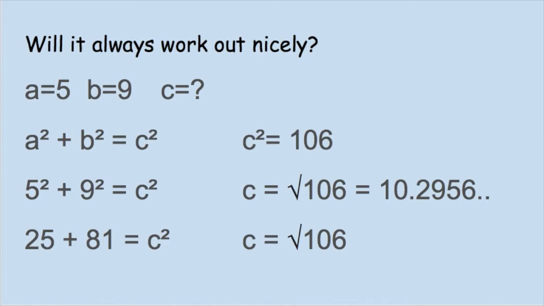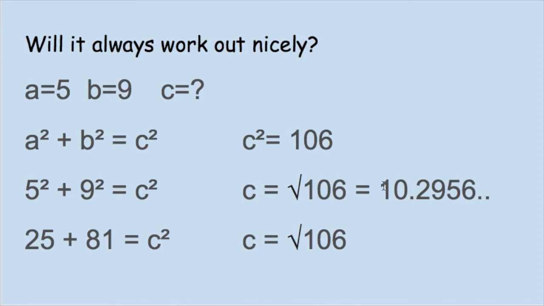Will it always work out nicely? Unfortunately, no. So we can take a look at this example, going through the same steps. Writing the original formula, filling in the numbers that we have, in this case side lengths A and B, doing some math. 25 plus 81 gives us 106, which represents c squared. Now we take the square root of 106 to get us c.